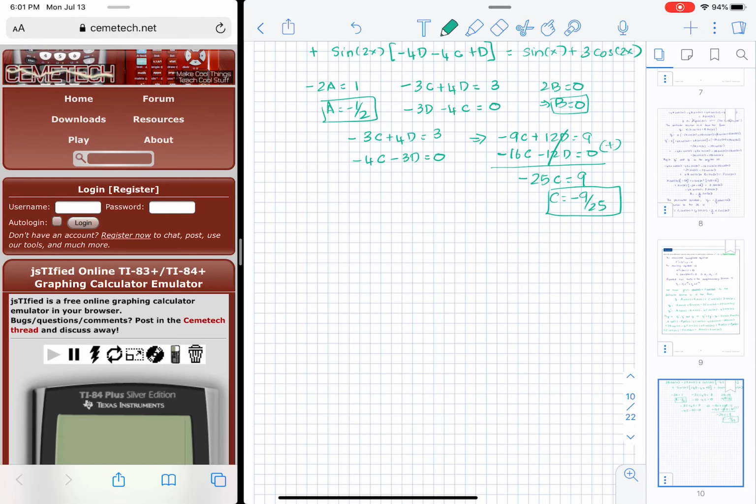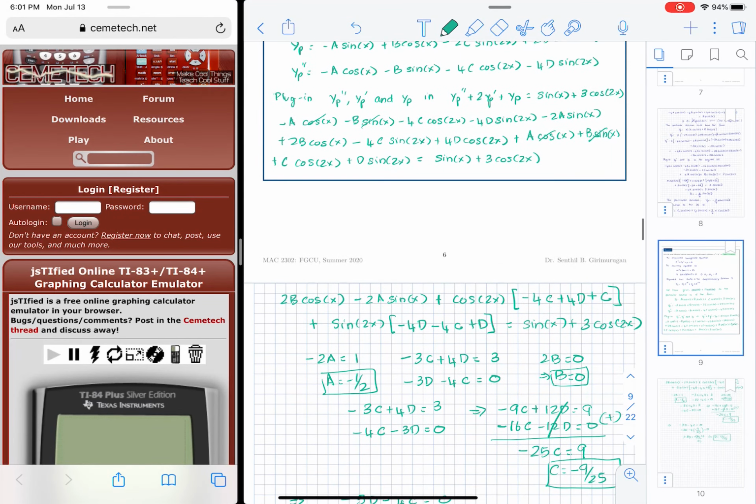So I'm going to use the second one. This would imply minus 3d minus 4c equals 0. Minus 3d minus 4 times minus 9 over 25 equals 0. Minus 3d would equal 36 over 25 with the minus. This would go away and I could cancel, which would mean d is 12 over 25. So we found a, b is 0, c is negative 9 over 25, d is 12 over 25.